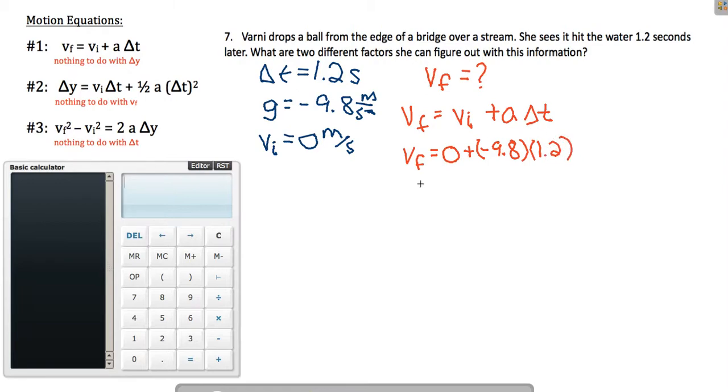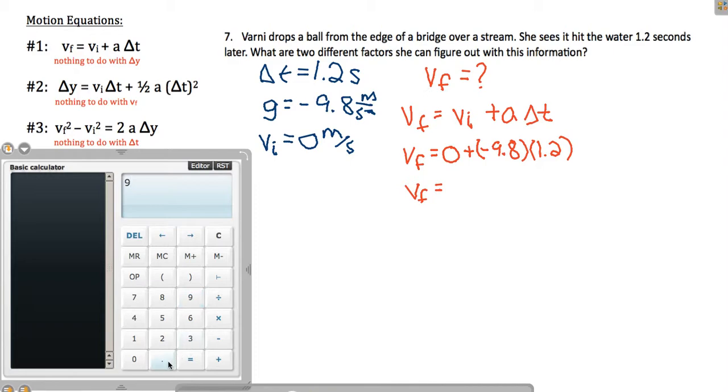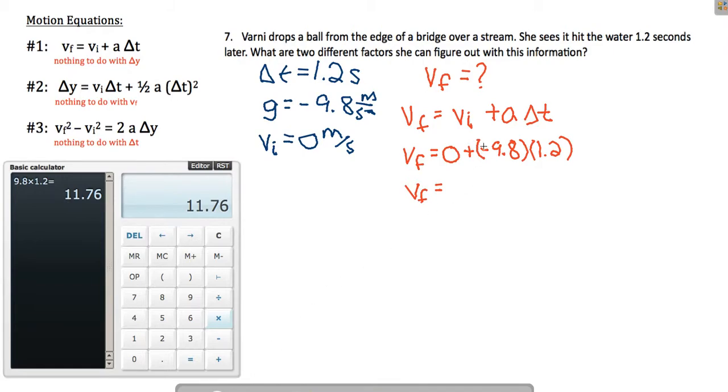So that ended up being a pretty easy problem. All we have to do is take 9.8 and multiply it by 1.2. Okay, make sure that you know it's a negative times a positive. So your final answer will be negative 11.76. That's the speed it reaches right before it hits the water. Make sure you have a label on that. It's a speed, so meters per second is the correct label.